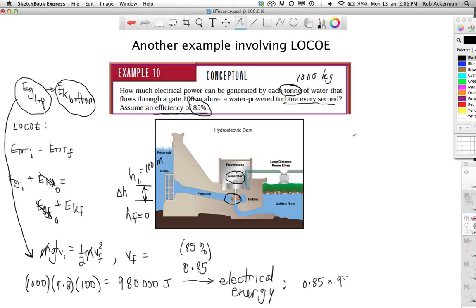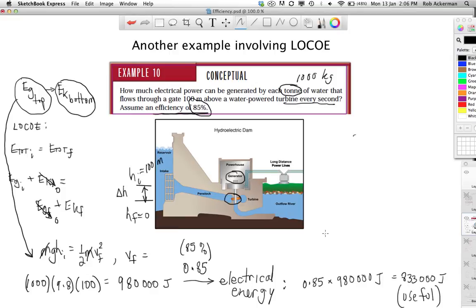0.85 times 980,000 joules. So here we go, my calculator times 0.85. I get 833,000 joules of useful electrical energy, which means just over 100,000, around 150,000 joules was lost.